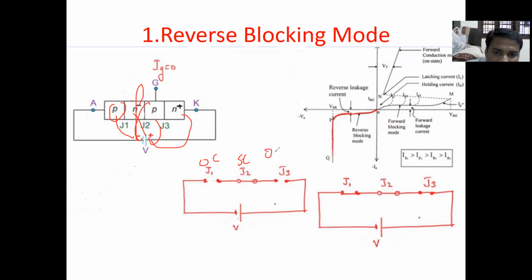That is open circuit. So because of open circuit, what is the current? Current is zero. So you can see that that's why it is in blocking mode. This one is the blocking mode. So this one is the blocking mode, you can see.